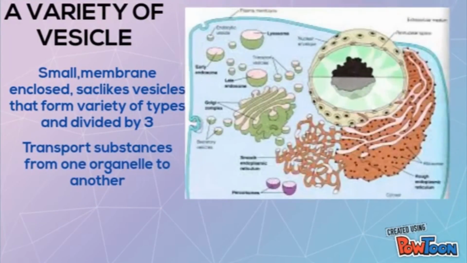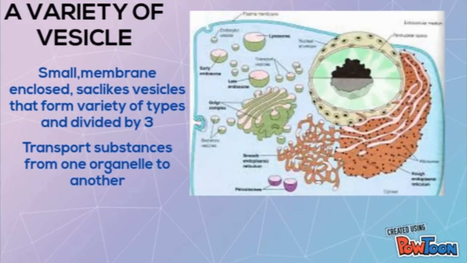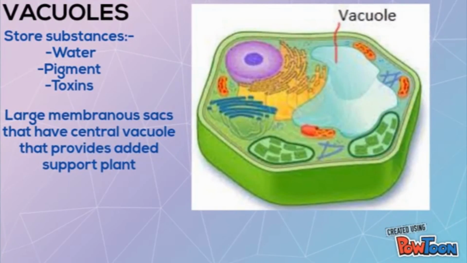Vesicles are small, membrane-enclosed, sac-like structures that form a variety of types and are divided into three. They transport substances from one organelle to another. Vacuoles store substances such as water, pigment, and toxins. They are large membranous sacs, and the central vacuole provides added support to plants.